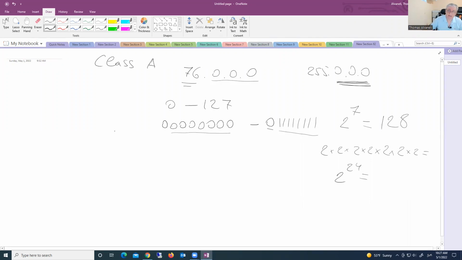Now let's see in class B. In class B, IP addresses will always start from 0, and the second most significant bit in class B will be 1 and then 0. Those 1 and 0 are permanently, constantly, always the same. If you translate the first octet of any class B IP address, you will always have the two most significant bits 1 and 0, and the remaining 14 bits will be variable bits.